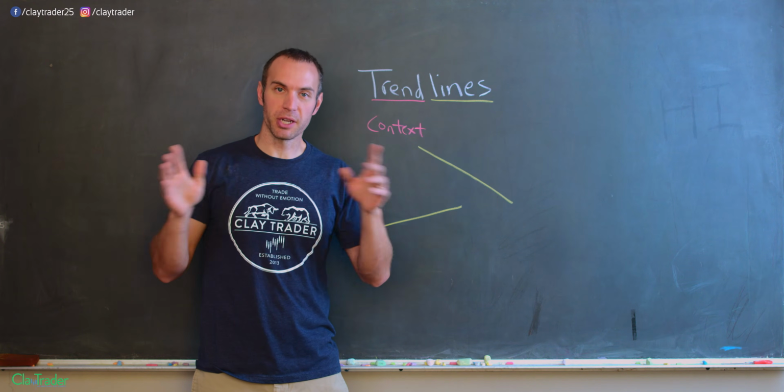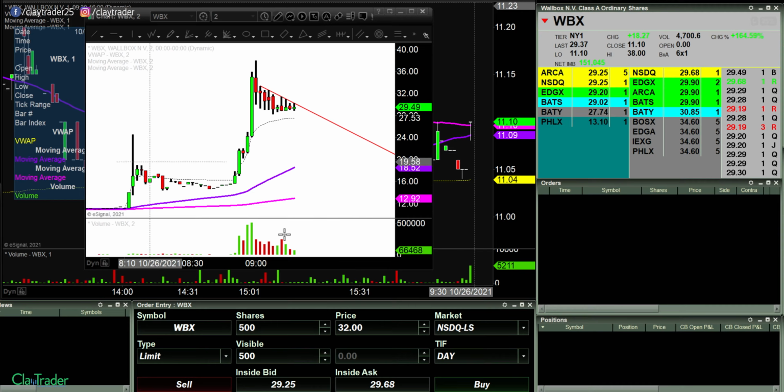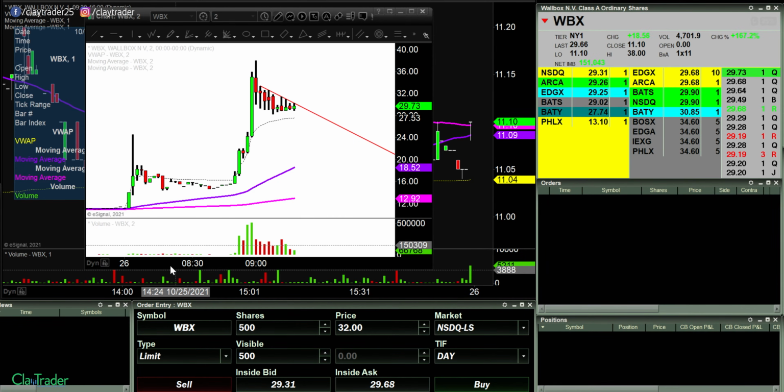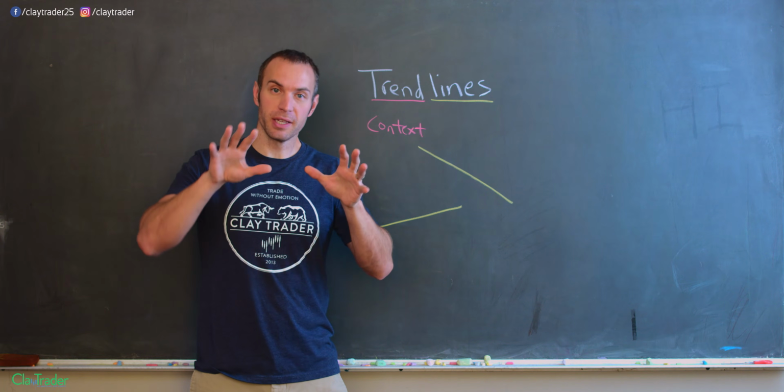Total rejection. But you know what? The price decides it wants to try again. Let's see what happens. And yeah, once again, that trend line has rejected the price back down. Third time. Crazy stuff.